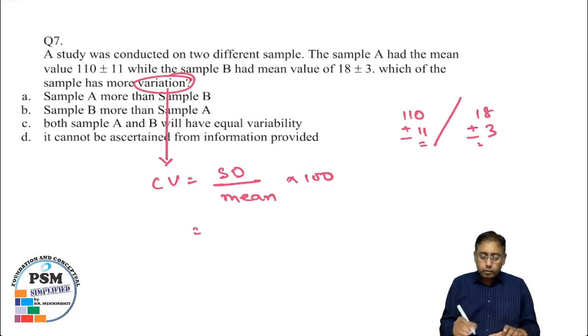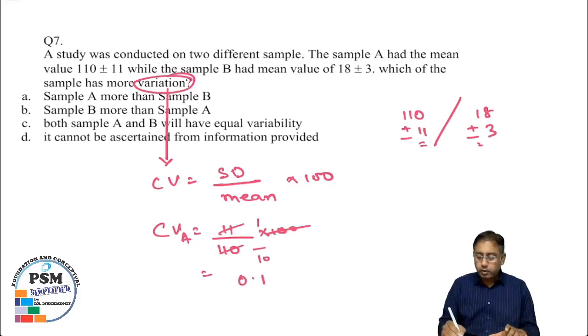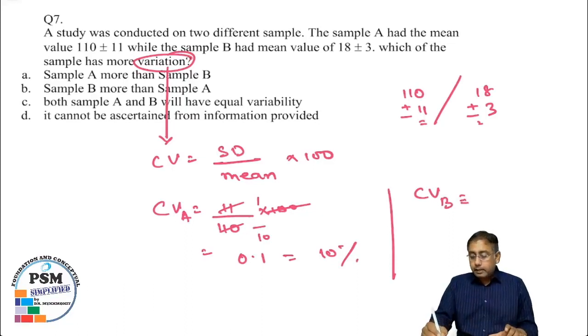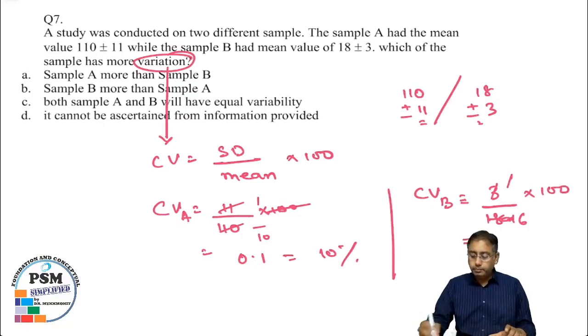So what do we have? Coefficient of variation in sample A: CV for sample A is standard deviation 11 by mean 110 into 100. Leave aside 100. So this is 1 by 10 or 0.1, or it is 10% variation. Next is coefficient of variation in sample B. The standard deviation is 3, the mean is 18. So 3 over 18 is 1 by 6 into 100. That would come out to be roughly around 16%.